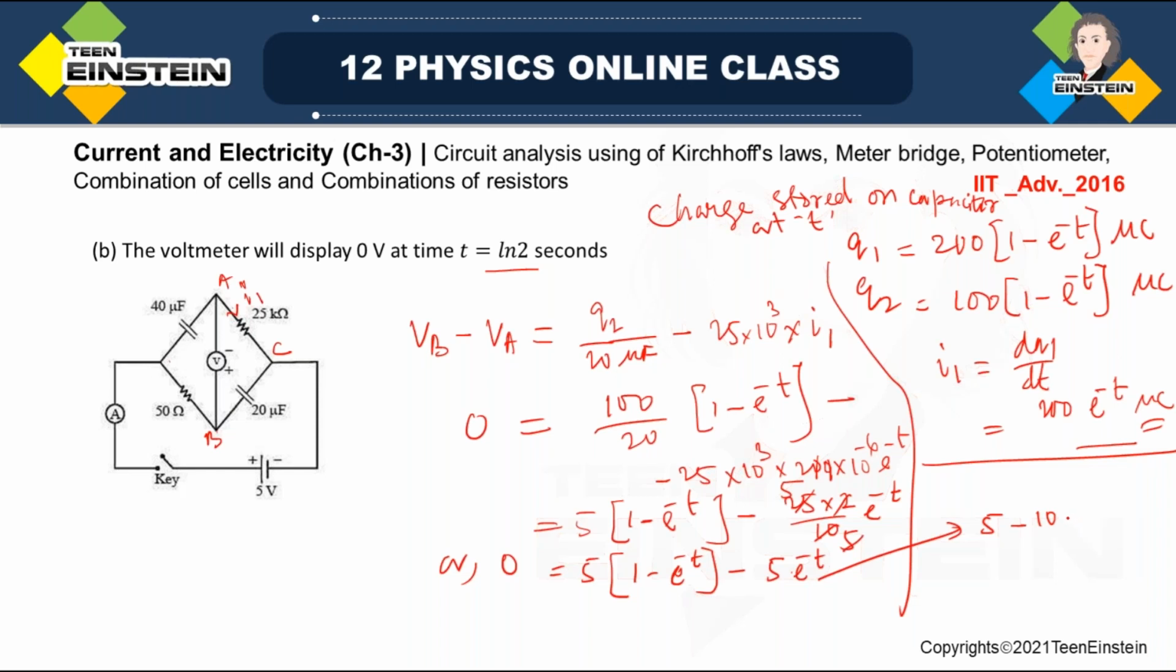What is the time? So you look here, we'll get 5, and this is 10 e to the power minus t is equal to 0, right? So then we get 5, this is 10 e to the power minus t, so e to the power t is equal to 2. Because I can write 1 over e to the power t. So from here t is equal to ln 2 second. Okay, so ln 2 seconds is the time when this will show voltage 0. Voltmeter will display 0 voltage at t is equal to ln 2 seconds. So this is also a correct option. No doubt this is also a correct option. We'll go to the next option.